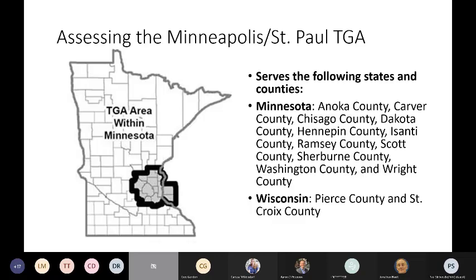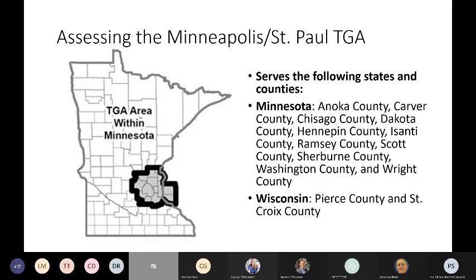When we get the document, everybody's going to get a survey to fill out, and I'll go into greater detail about what it's going to ask of you. But when you do fill it out, we're only looking at the Minneapolis-St. Paul TGA because this is a Part A requirement. Part A serves the Minneapolis-St. Paul TGA and not the entire state of Minnesota.